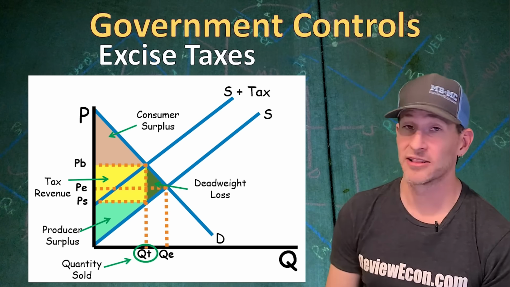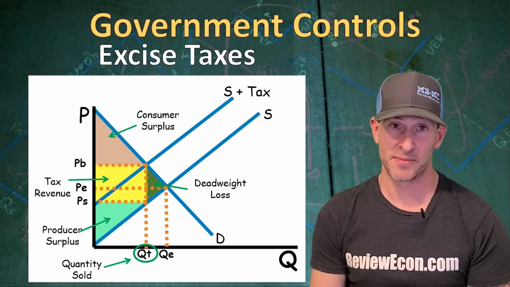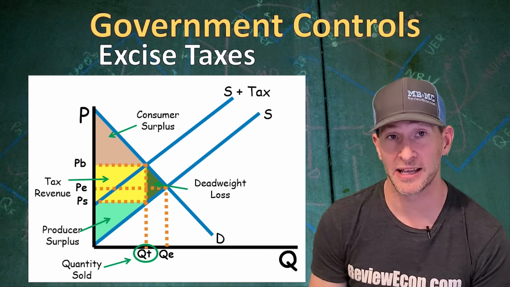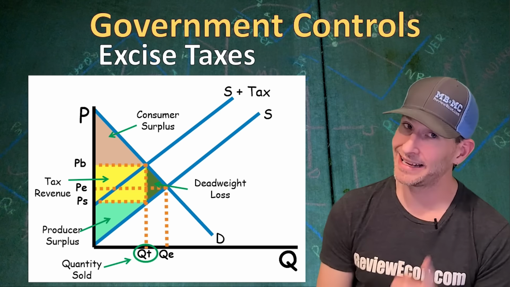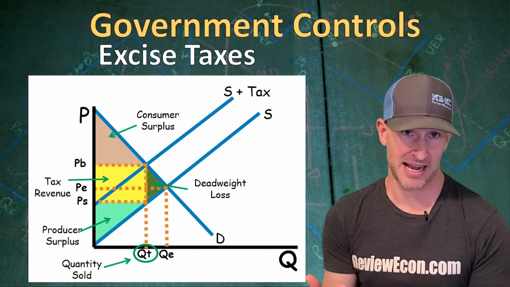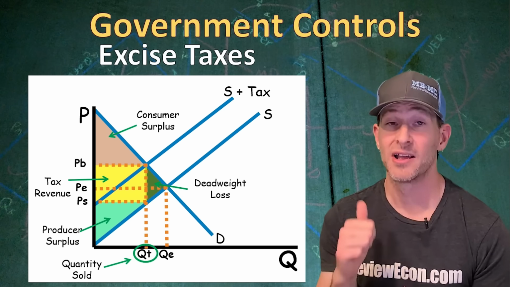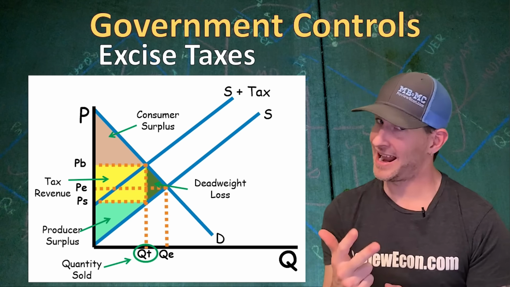We now have some deadweight loss as a result of not reaching equilibrium. QT is the quantity we get as a result of this government intervention. And that yellow box there is our tax revenue. Now that's actually part of our economic surplus: consumer surplus, producer surplus, and that tax revenue.